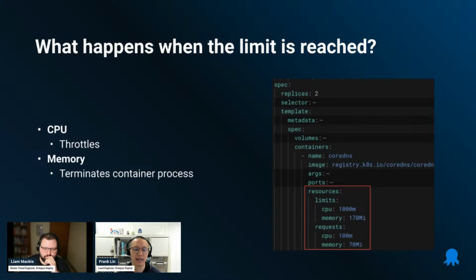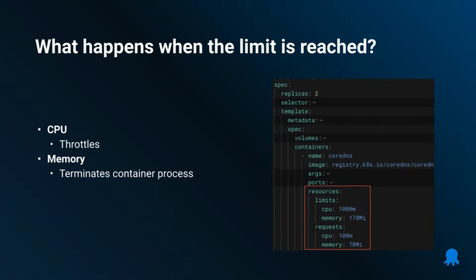So let's look at what happens when the limit is reached. In the example here, for the CPU, we've set the limit to 1,000 millicores. So when the container tries to use more than that, it will simply be throttled, because CPU time is a compressible resource. It's easy to give the container less of it. But if the container tries to use more memory than the limit of 170, then the container process is terminated. And this usually results in your app being restarted as a replacement is spun up.